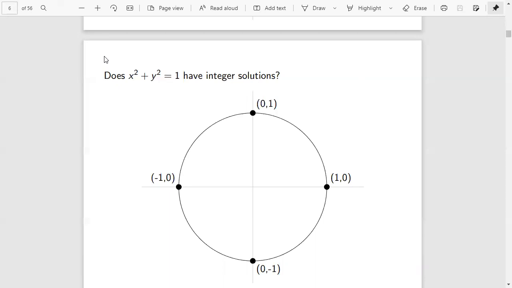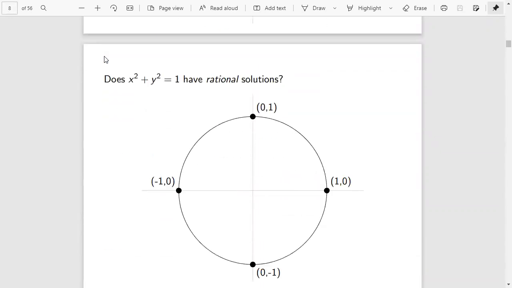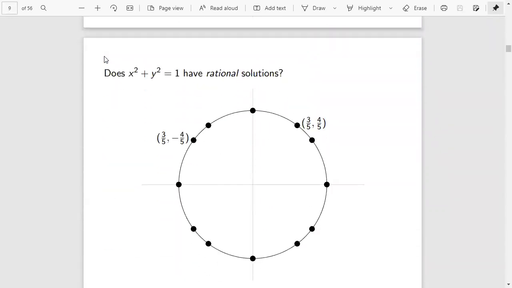But if instead of looking at integer solutions, we ask about rational solutions, then we get back to the previous question. So does this have any rational solutions? Yes, it has lots of them. It has the 1, 0s that we've seen before. It also has things like 3/5 and 4/5. You can just take your Pythagorean triples and divide everything through by z, and you get a solution to this equation, x squared plus y squared equals 1. So rational points on the circle. And if you know there are lots of Pythagorean triples, then you know there are lots of these.